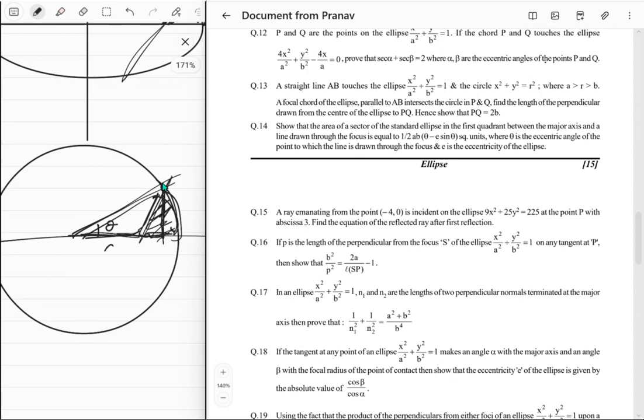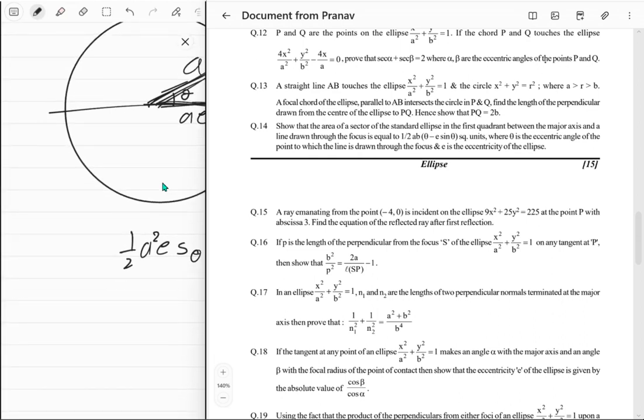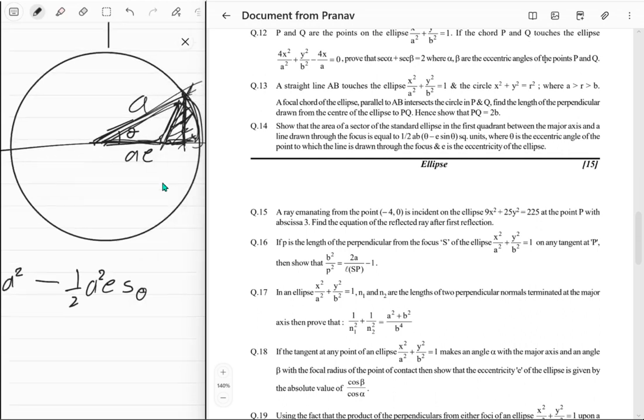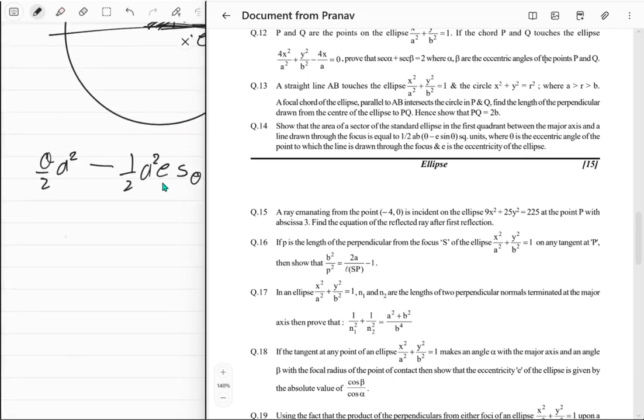This is just AE and this whole thing is just A, and this is theta, so it's half A squared E sine theta. That would be just this area. And then this whole thing would just be pi r squared times theta upon 2 pi, so theta upon 2 r squared basically. So theta upon 2 r squared, and then it's just a squared basically, minus this guy. That's going to be this area, right? I guess that's what they want. So 1 upon 2, and then a squared upon 2 actually.